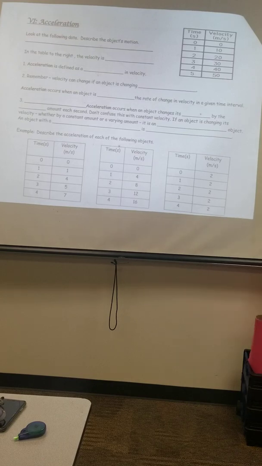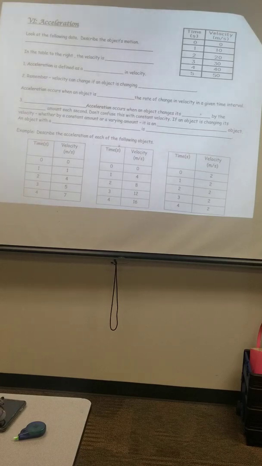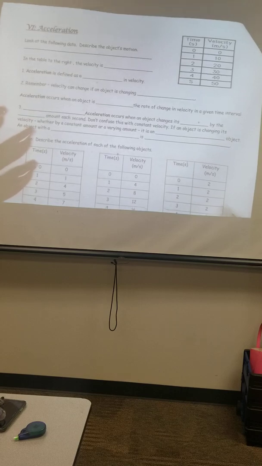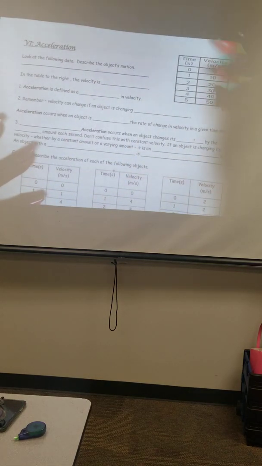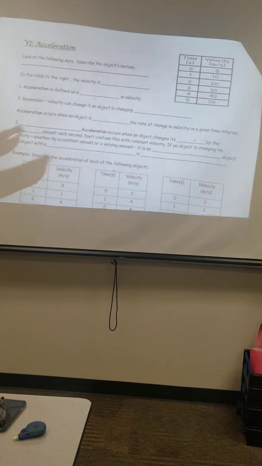I'm sorry. Acceleration. So let's talk about acceleration now. We talked about speed. We talked about velocity. Now we're talking about acceleration. It says here, look at the following data. Describe the object's motion. So here's the data. Let's look at the motion. The time always starts at 0, and it went to 1, 2, 3, 4, 5. Hopefully we all agree that time can only be positive, it can never be negative.